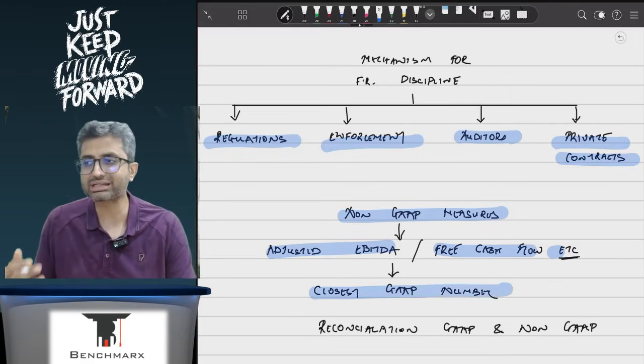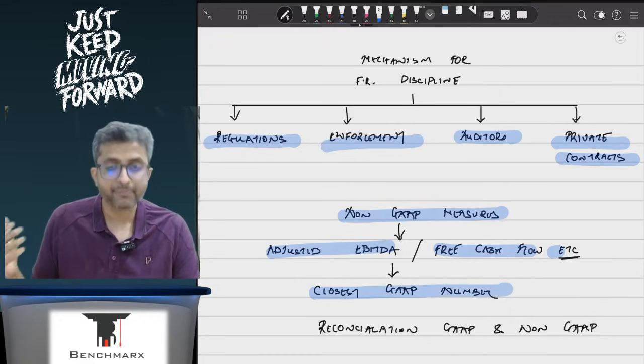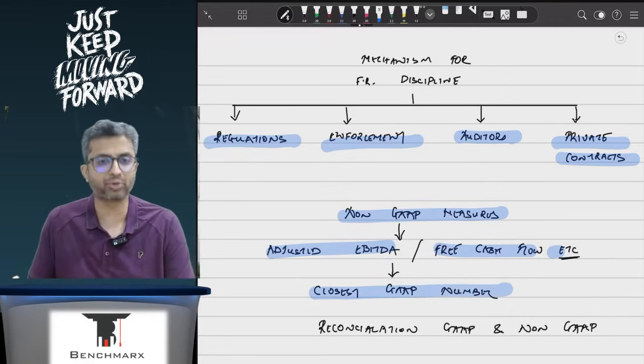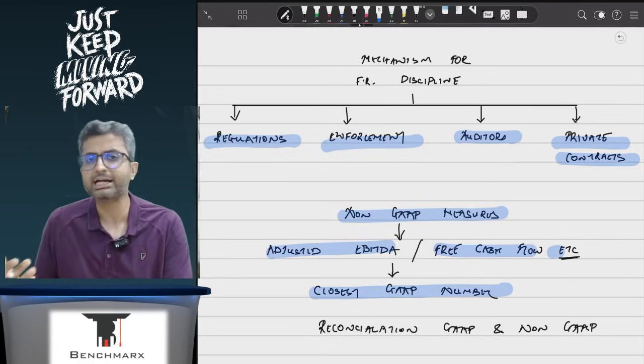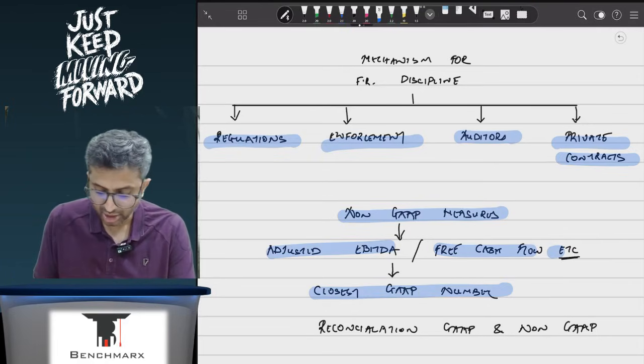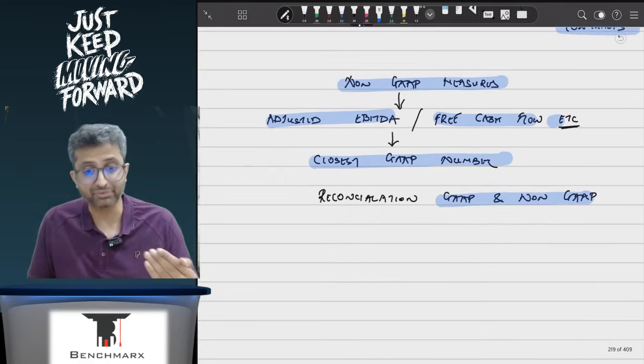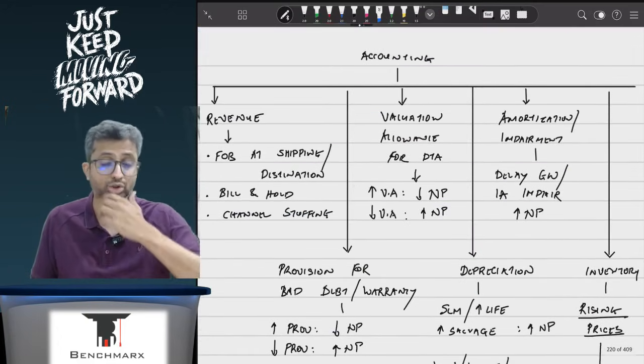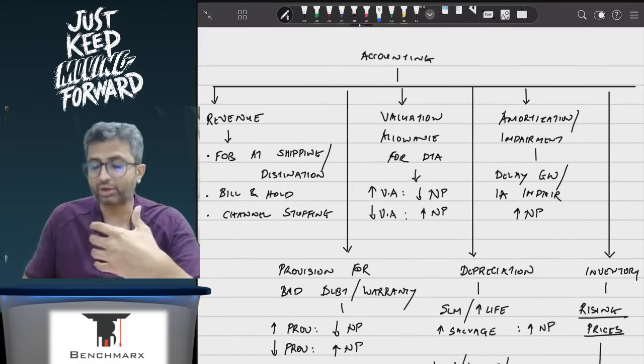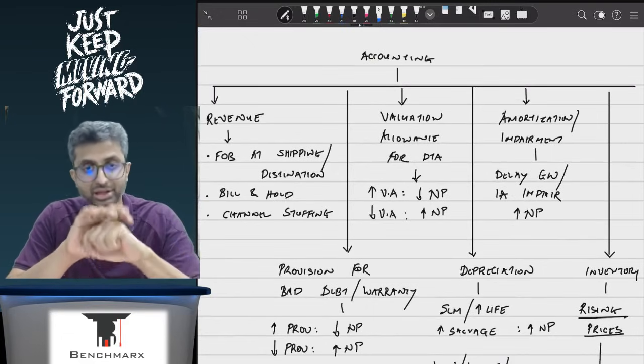So what is the closest number that is to be reported as per GAAP? You have to reconcile it with that, like profit before tax. Then you reconcile why this number is different. Reconciliation between GAAP and non-GAAP is required for both IFRS and US GAAP. In fact, in US GAAP, there is the Sarbanes-Oxley Act or SOX, which requires a lot more presentations and disclosures for this matter as well.